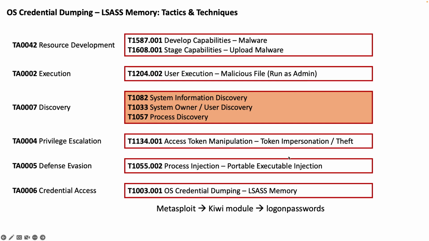So at some point we will need to escalate our privileges, and then we will need to migrate to a different process that is more likely to access LSASS. So in this process discovery stage, we need to identify processes or services that might be less suspicious of accessing LSASS.